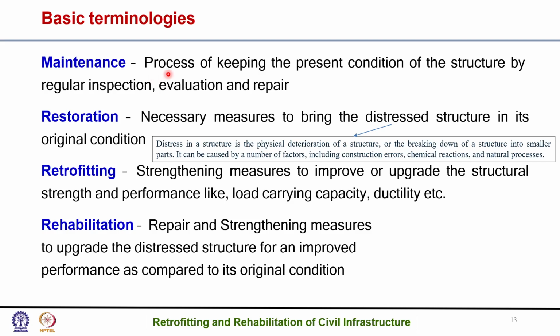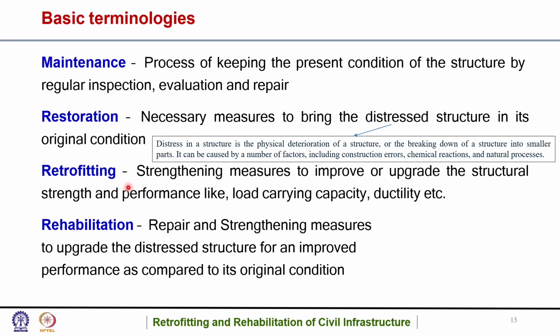Then maintenance. That is basically the process of keeping the present condition of the structure by regular inspection, evaluation, and repair. Restoration is the necessary measures which bring the distressed structure back to its original condition. Distress is a structure in physical deterioration, or breaking down of a structure into smaller parts, and that can be due to a number of factors such as construction errors, chemical reactions, and natural processes. So we'll be going into more detail in the coming slides.